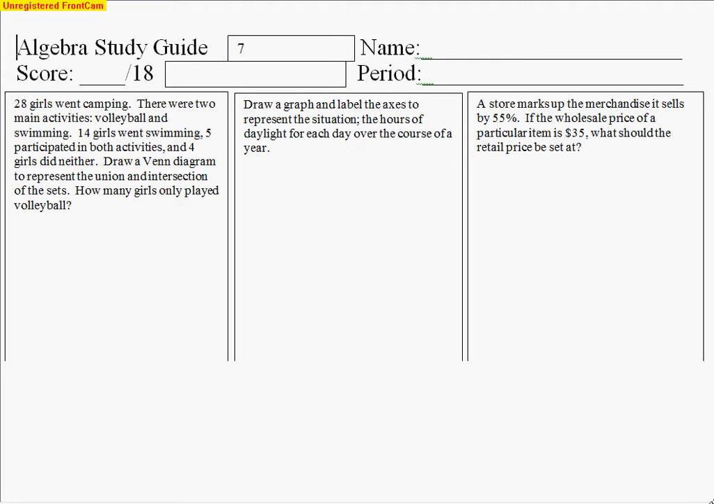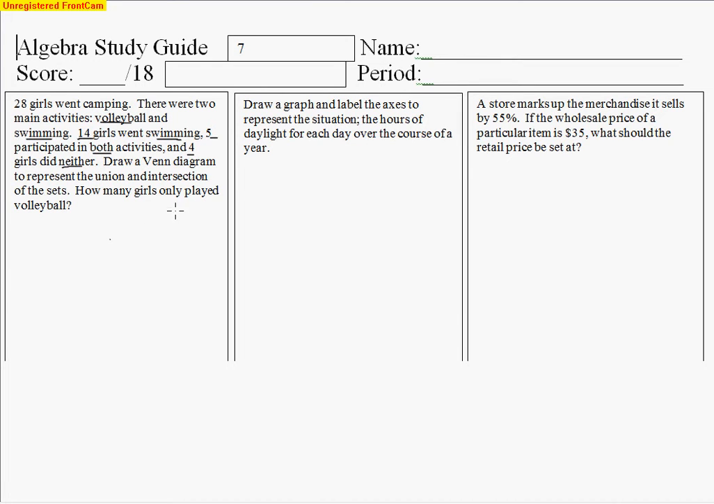This is a tutorial for the study guide for algebra number 7, or quiz 7. So let's take a look at our first problem. It says that 28 girls went camping. There were two main activities, volleyball and swimming. It says that 14 girls went swimming and 5 participated in both activities. 4 girls did neither activity.